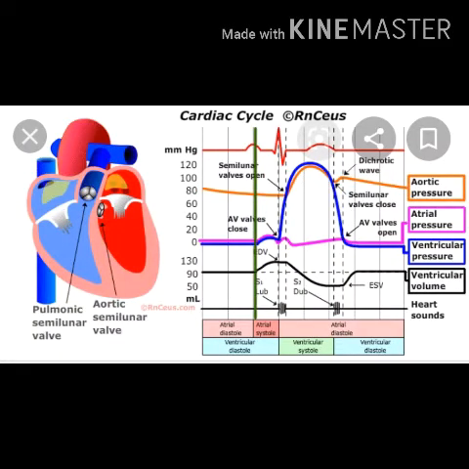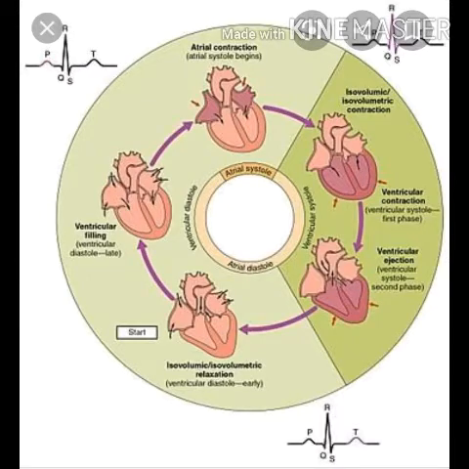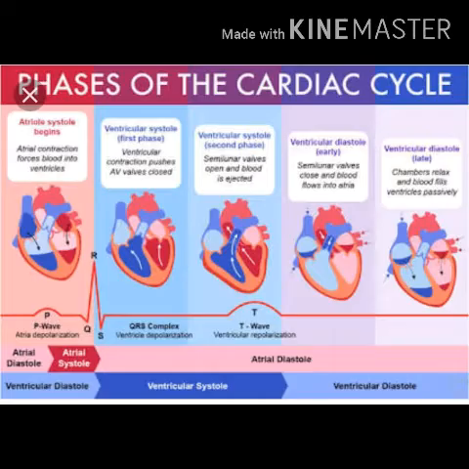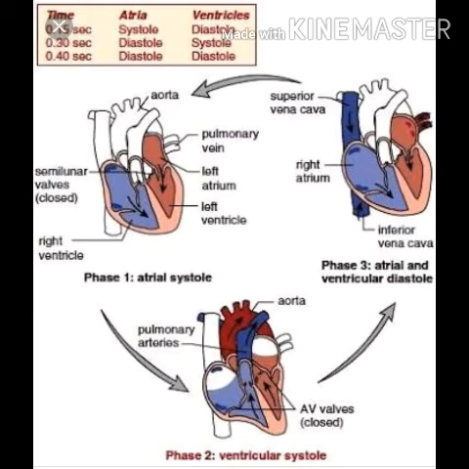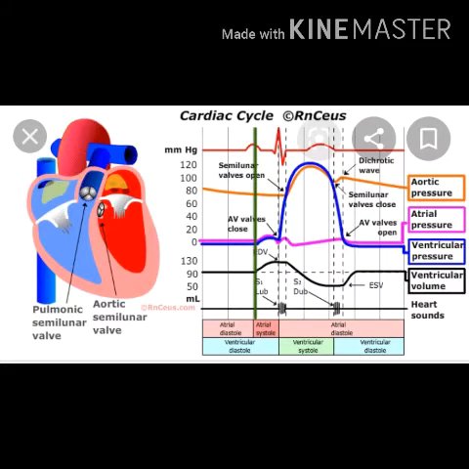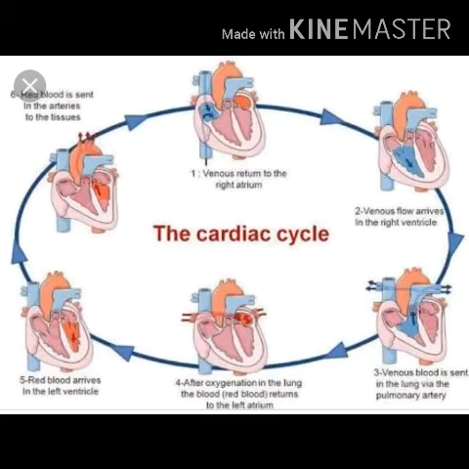auricular systole and diastole. Impulses generated in the sinoatrial node cause the atria to contract, that is auricular systole, increasing the pressure. As a result, the bicuspid and tricuspid valves open. Blood from the atria flows into the ventricle. Auricular systole lasts for around 0.1 second, after which the atria start to relax. So auricular diastole actually.